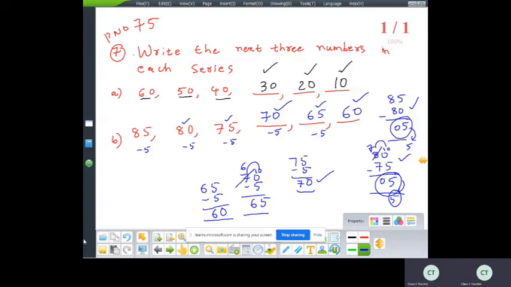Now question number C, the final question, that is question number 7, page number 75. The last question from this chapter.